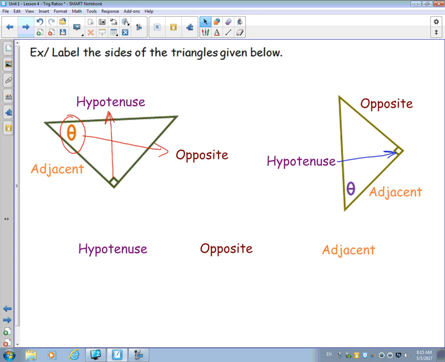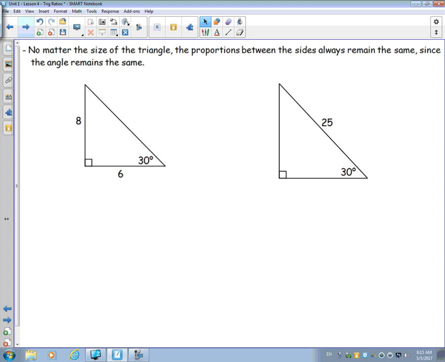Okay. Once we've labeled the sides, we can then start setting up some problems. These problems take the ideas of similar triangles, and then we extend them. So if we take a look at this set of triangles here, these are two similar triangles. I know they're similar because they have the same angles. They have a 90 and a 30, a 90 and a 30, which means this has to be a 60, which means I can figure out any of the other sides in these two triangles by using similar triangles.